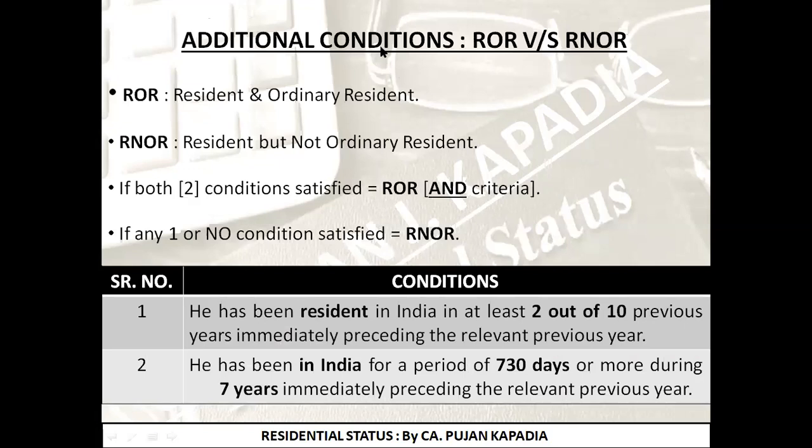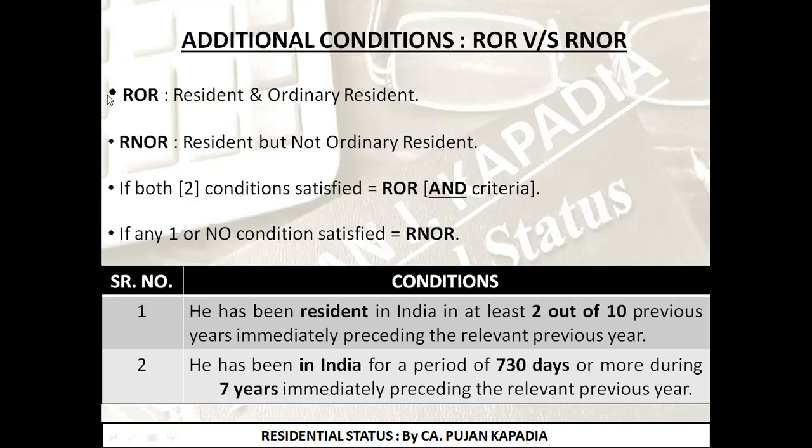So just remember friends, what we have seen previously were the basic conditions to classify whether a person is resident or a non-resident. If he is non-resident, then your answer gets over there. But in case he is resident, then you need to further check whether he is ordinary resident or not ordinary resident, for which you are required to apply the additional conditions. I hope I'm clear with this preface.